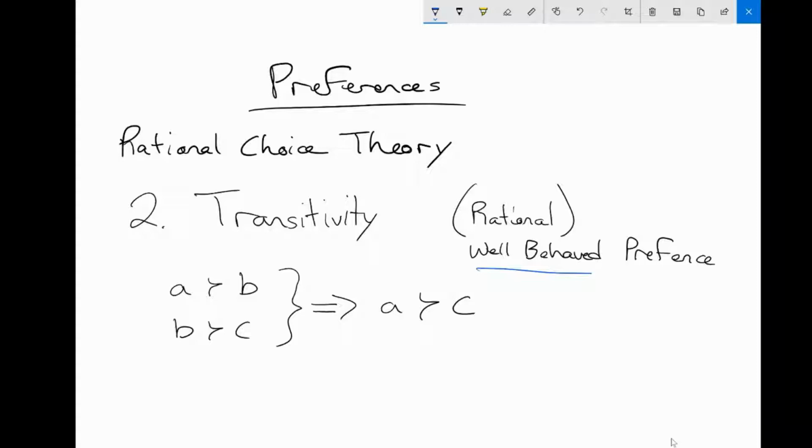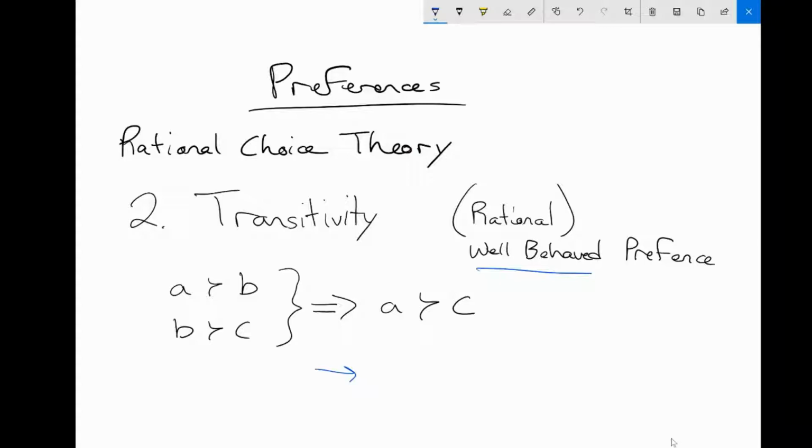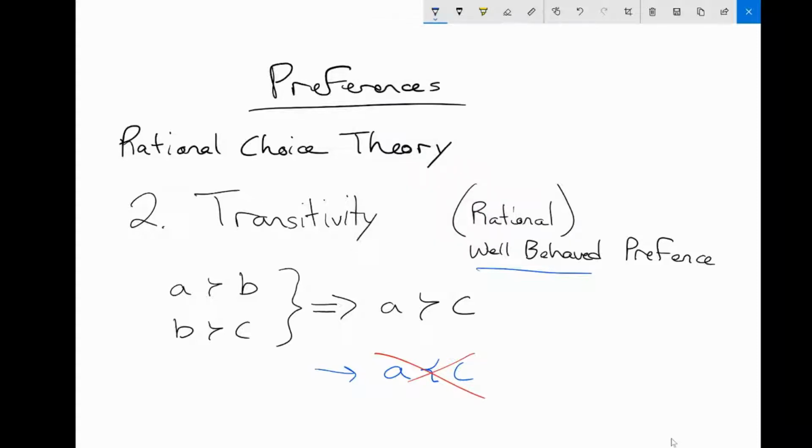If this weren't the case, let's say I preferred bananas to apples, and I preferred apples to cucumbers, and yet somehow I claimed that I preferred cucumbers to bananas. If I said this, that would be irrational and violating rational choice theory. So we're saying that preferences are well behaved. I'll show you more on that later.